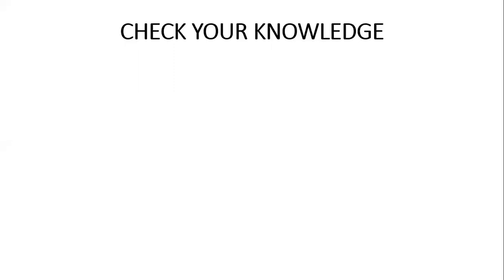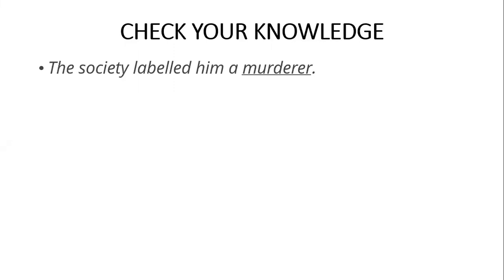Okay, now this is the time to check your knowledge. Is it a subject complement or an object complement? The society labeled him a murderer. The society, subject; labeled, verb; him, direct object. Then I think it's very easy. If you can easily describe all these, you can easily break them down. So him is the direct object, and after the direct object, if something is describing the direct object, which type of complement is this, subject or object? The correct answer is object complement.